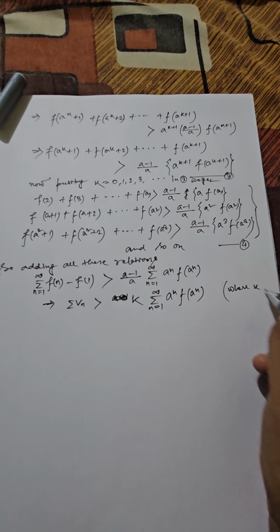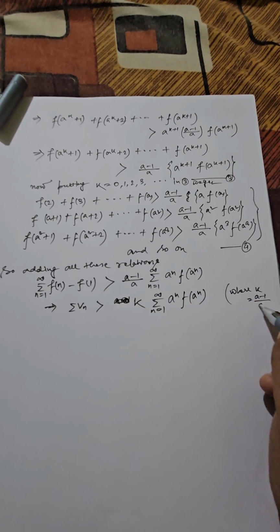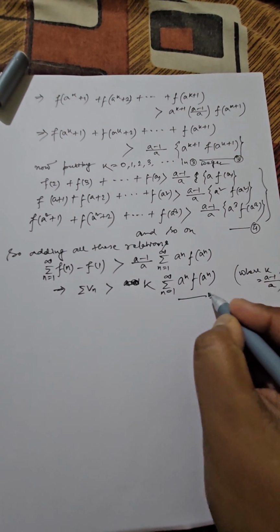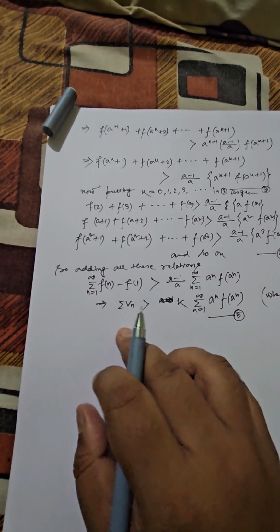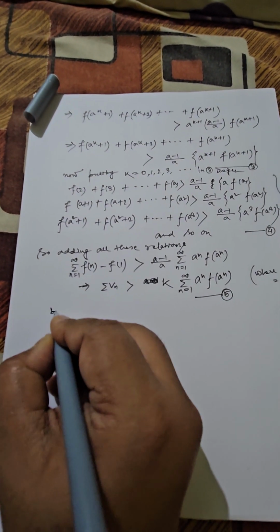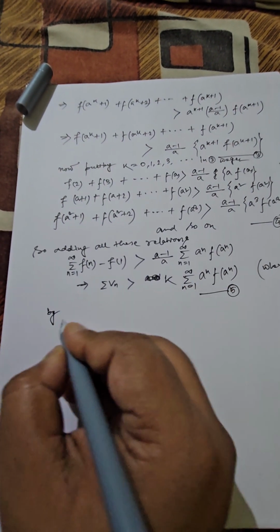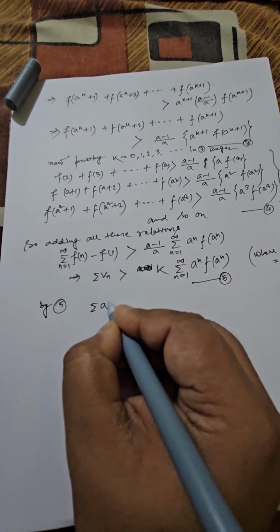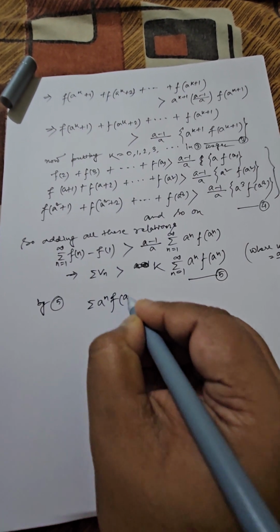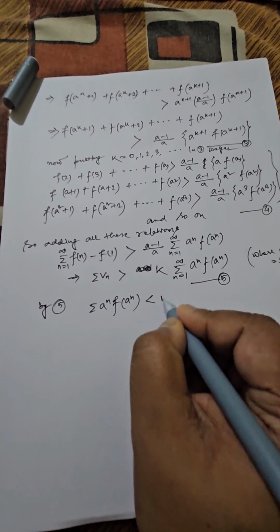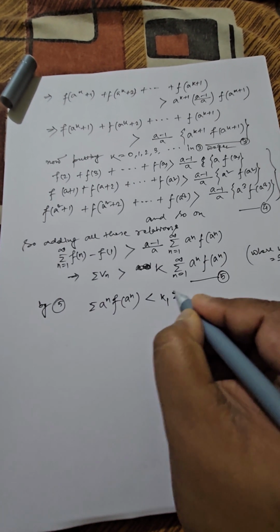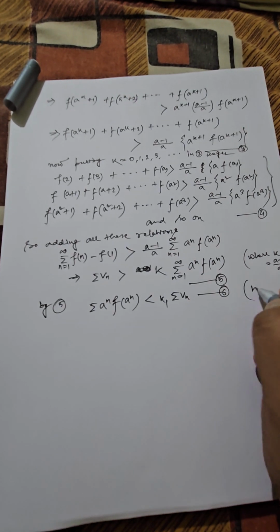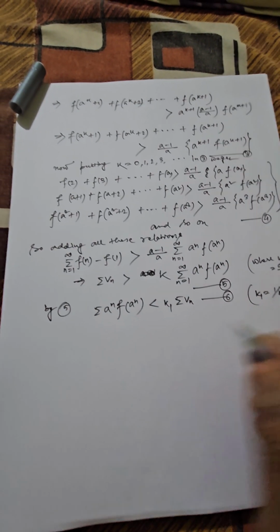Where k is equal to (a minus 1) by a. Now remember the criteria of the comparison test. You have obtained two different structures, so by 5 we can also write summation a^n f of a^n is less than k1 into summation vn. k1 refers to 1 by k.